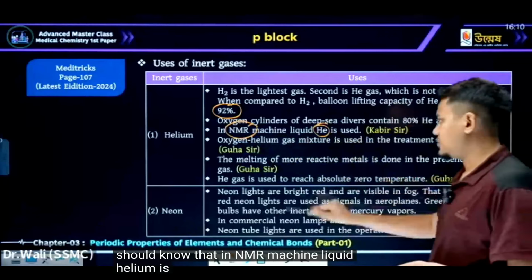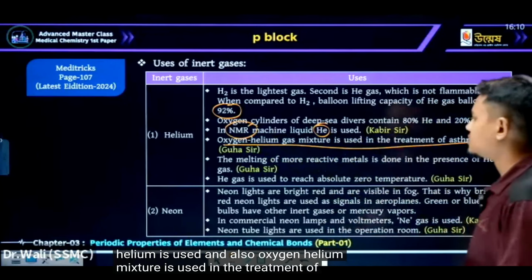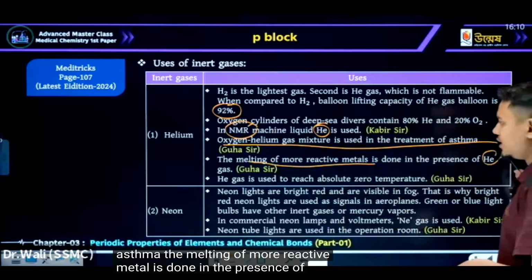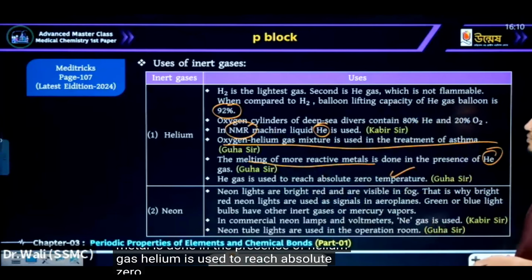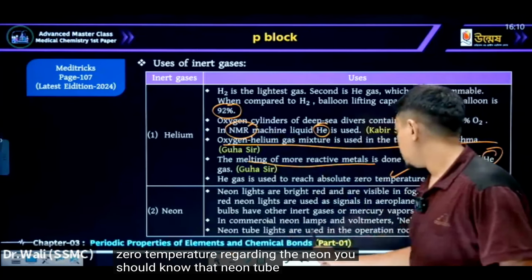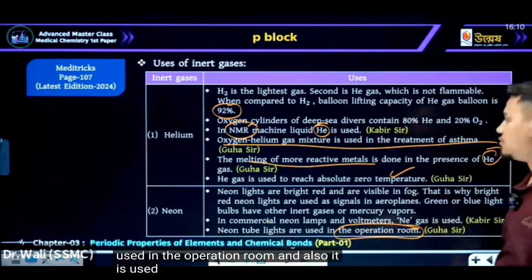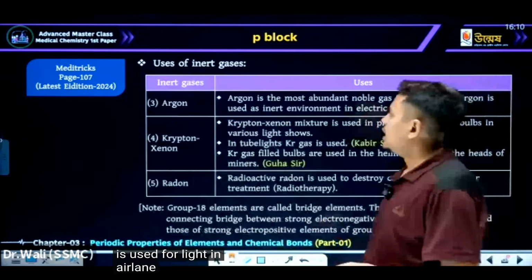You should know that in NMR machines, liquid helium is used, and also an oxygen-helium mixture is used in the treatment of asthma. The melting of more reactive metals is done in the presence of helium gas. Helium is used to reach absolute zero temperature. Regarding neon, you should know that neon tube lights are used in the operation room, and also it is used for light in airplanes.